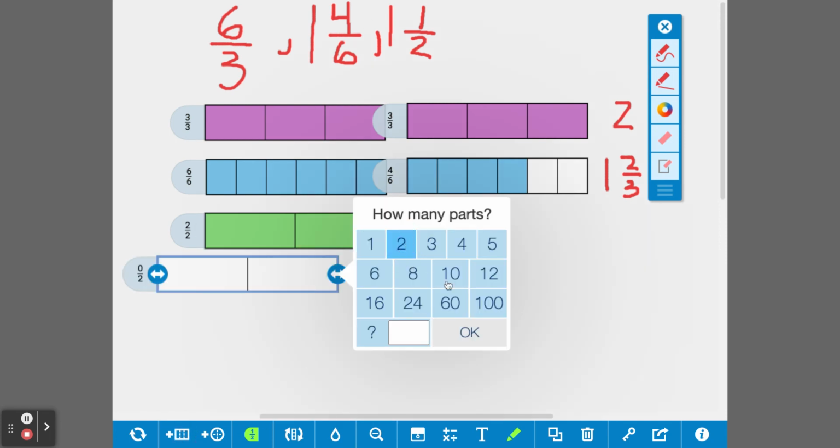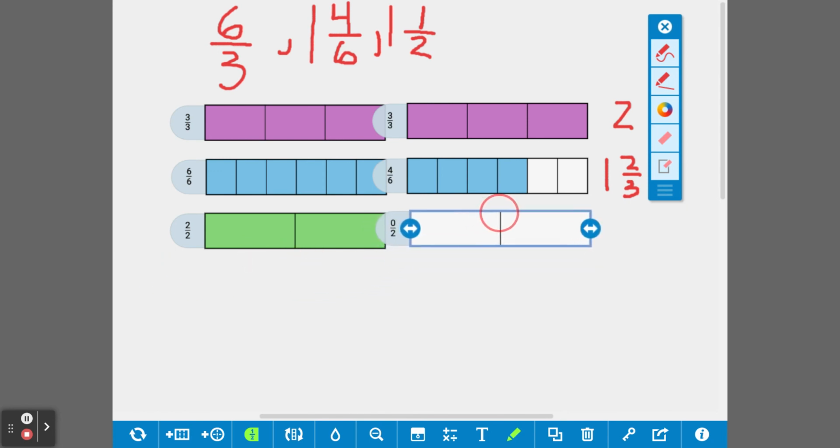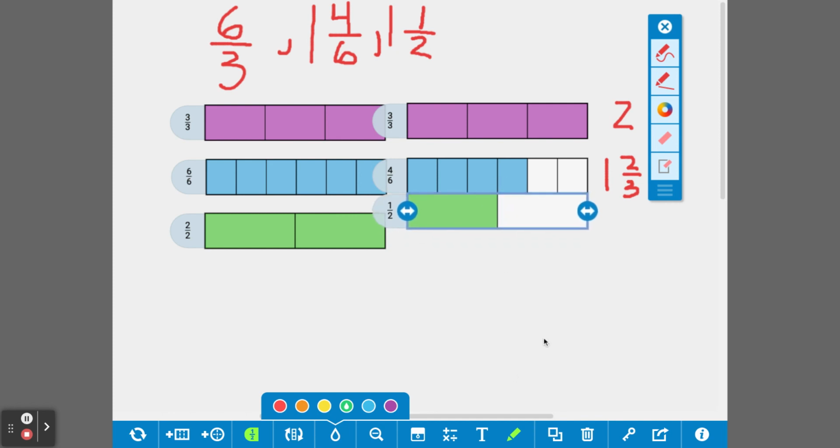So our next one, if we did 1/2, so we have 1 and 1/2, we see that when we move it up, it is equivalent to 3/6. So I know that this one, 1 and 4/6, is bigger than 1 and 1/2. So if I were to order these from smallest to biggest, 1 and 1/2 is my smallest, because this one has 1 more third than this one does.